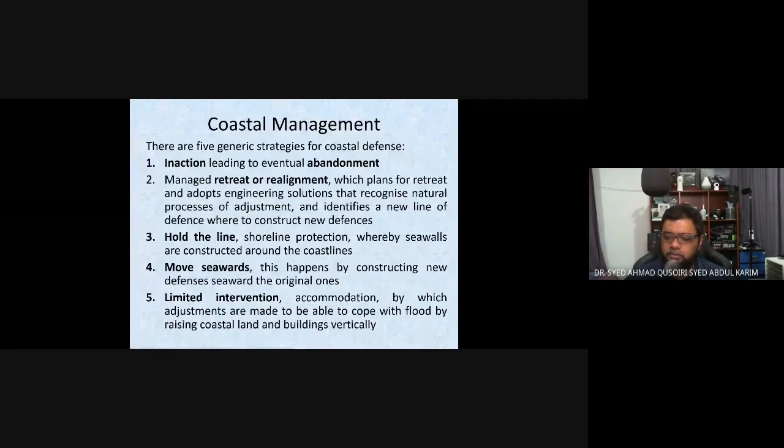Fourth, to move seawards, meaning that we construct new sea defenses towards the sea, meaning that we are building our coastal defenses into the sea, towards the sea. And fifthly, the limited intervention. There are just some minor adjustments so that the flood that happens can be coped with by raising coastal land and buildings vertically. So to see all that in a graphic form, okay, you can see here.